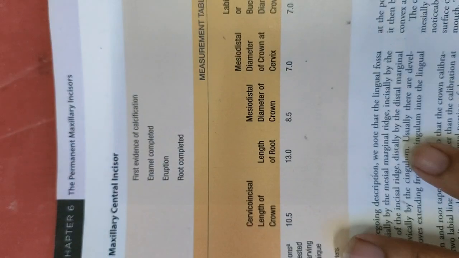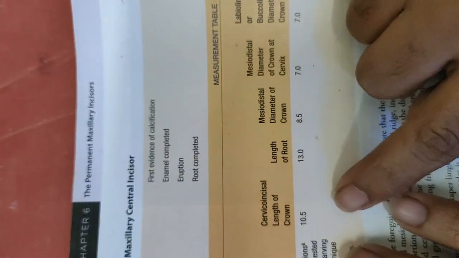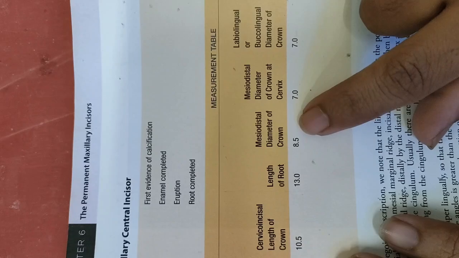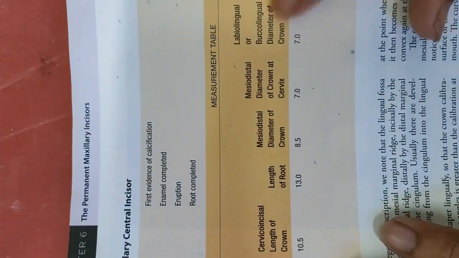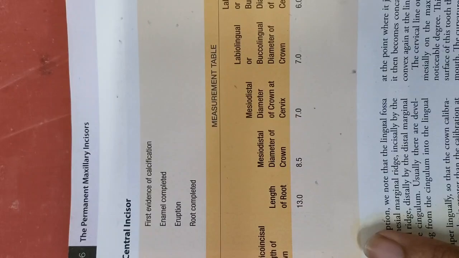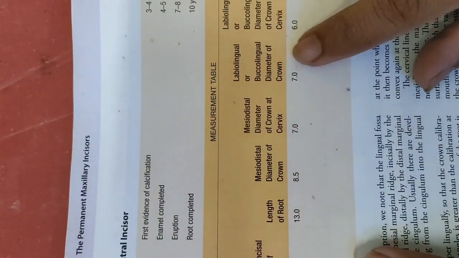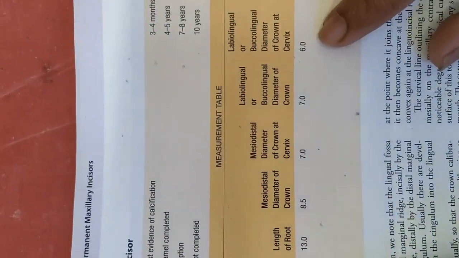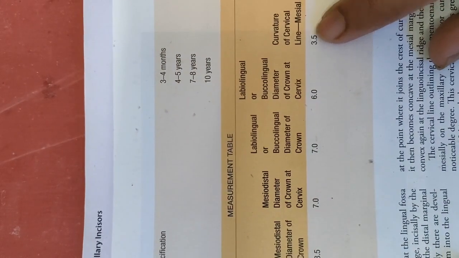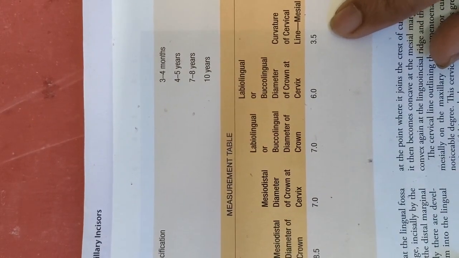This is the dimension for the central maxillary incisor. The crown length is 10.5 mm, the root length is 13 mm, the mediodistal diameter is 8.5 at the crown and 7 at the cervix. The labiolingual diameter at the crown is also 7, at the cervix it is 8, and the curvature of the cervical line at the mesial is 3.5 and at the distal it's 2.5.